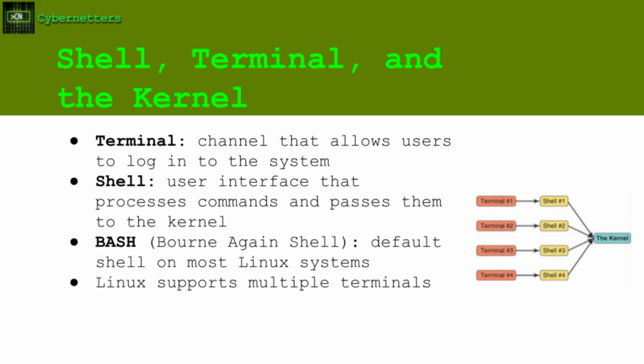And then we have the bash shell, also known as the Bourne Again Shell, which is the default and most widely used shell in Linux, providing powerful scripting and command line capabilities. Since Linux supports multiple terminals, you can open different sessions and run commands independently, whether on a local machine or on a network using SSH.